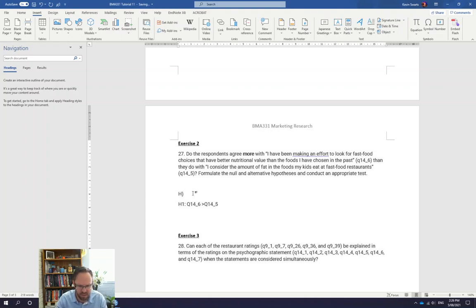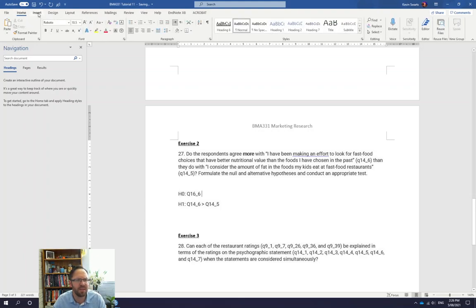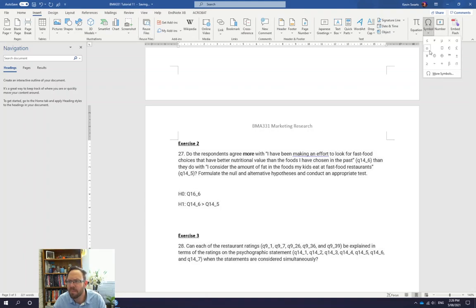So we go H0, do it again, equals, now I'm going to just, for simplicity's sake, type it out. Q14.6 is less than or equal to. Now this is what I needed to find. So we go symbol. If we go insert, we go symbol, less than or equal to Q14.5.